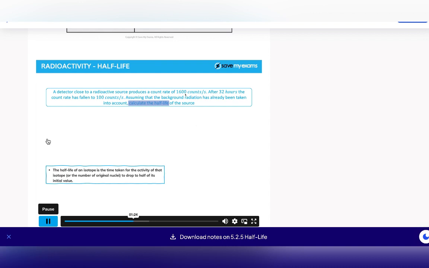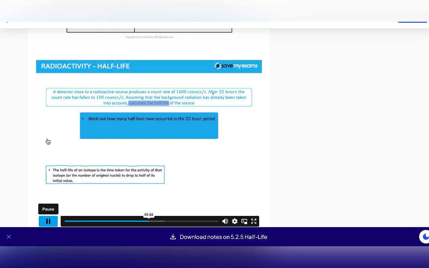So we're starting off with 1600 and we're ending up at 100. So we need to know how long it takes to drop to half its initial value. The first thing we're going to do is try and work out how many half-lives have occurred over this 32-hour period. That's the first step there.